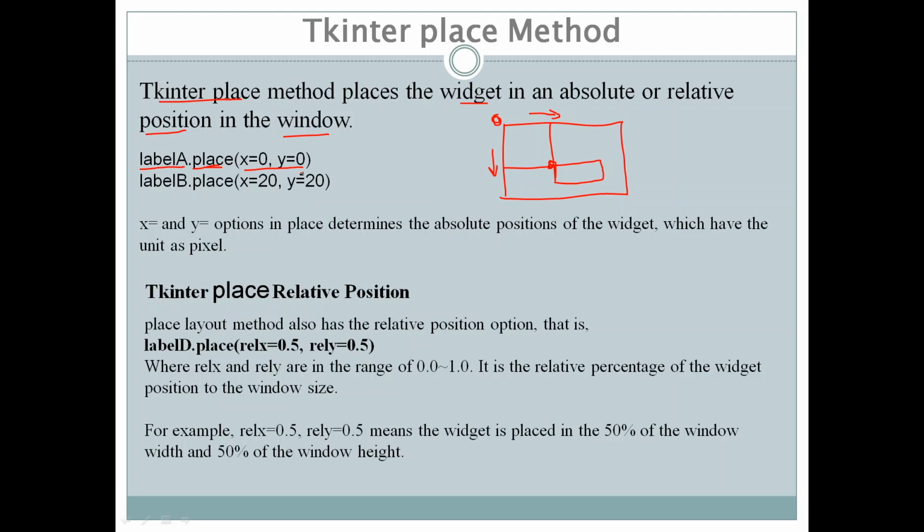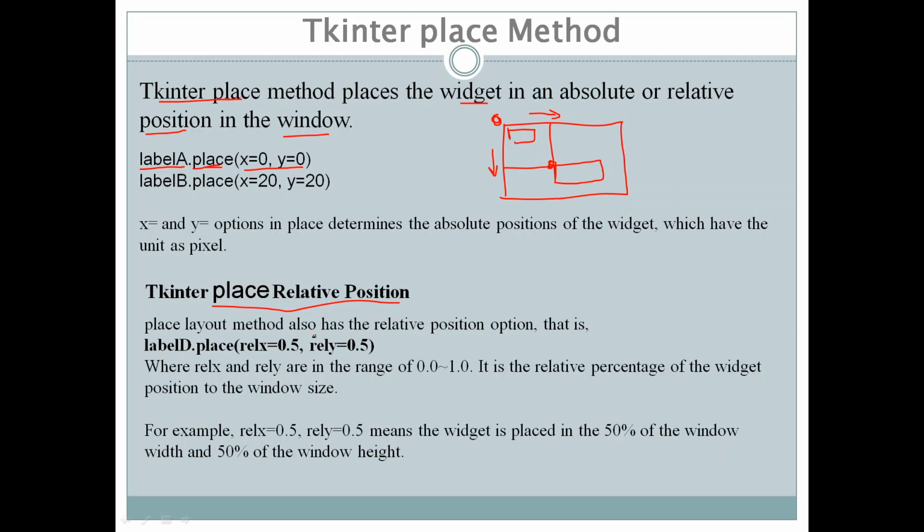That needs to be passed as an argument for x and y here. So like this, the first label we have placed at 0 0, means it will be placed at location 0 0. Same way at 20 20. So you can place a component at any position in the top level window by using the place method. Okay, place relative position. Even the place method can be used to place a widget relative to the main window. Now how can it be done?